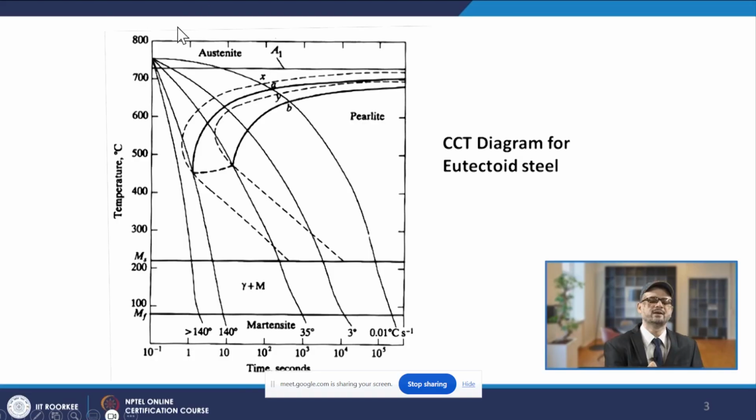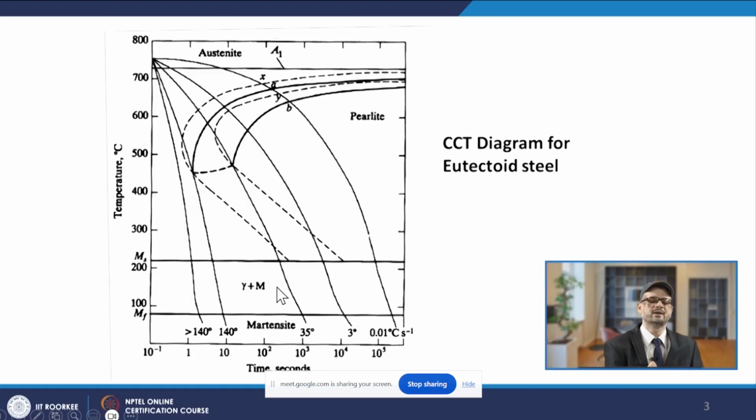CCT diagram. It is also a similar thing, just the cooling rate. We discussed which kind of phases form. If I go for 0.01 degree centigrade per second, that is a slower cooling rate, and we can get a pearlitic phase with coarser grains. And if I go with 3 degrees per second, we can get finer grains of pearlite only.